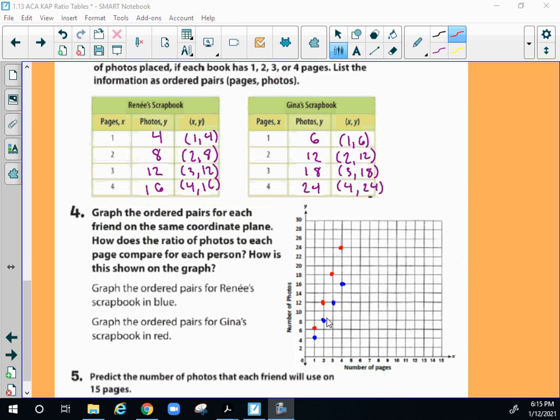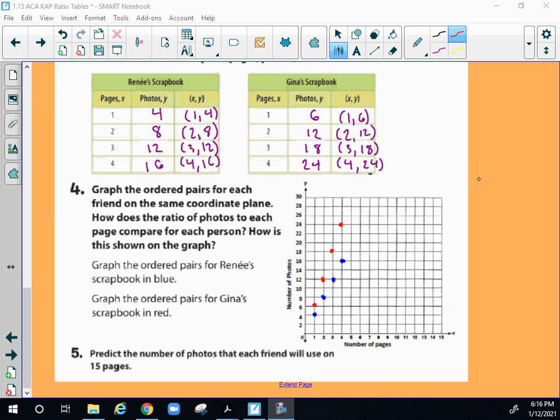She has 6 photos per page, whereas Renee only has 4 photos per page. And you can see that here in the graph because these red dots are Gina's line, and they are much steeper than Renee's. And if you have trouble seeing that, you can always lay a ruler down on your paper or even your pencil to line your pencil up with the dots so that you can see the steepness of those lines. And this last part here says, predict the number of photos that each friend will use on 15 pages.